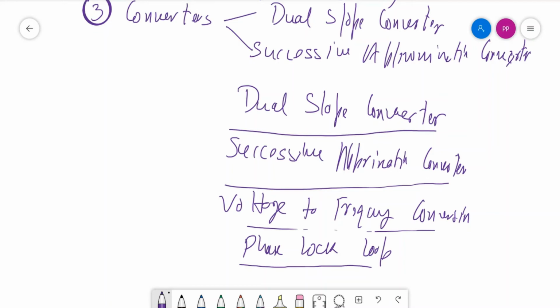So eventually when there is no error at the output of the comparator, the phase of the voltage controlled oscillator output is locked, and this locking is corresponding to the input DC voltage. So that is why we call it a phase locked loop.